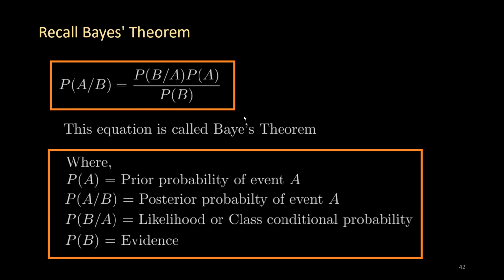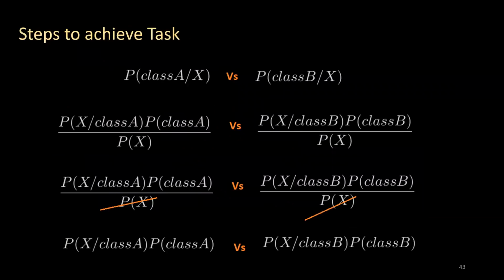Now it's time to apply it in order to perform the classification. These are the steps to achieve our task. We have to calculate this probability: given the data point with feature X, what is the probability that it belongs to class A, and given the data point with feature X, what is the probability that it belongs to class B. Then we compare these two probabilities. So we will use Bayes theorem, applying it for this value as well as for this value.